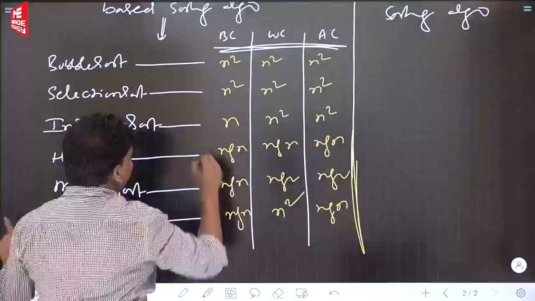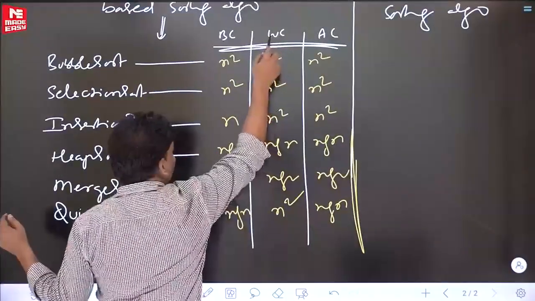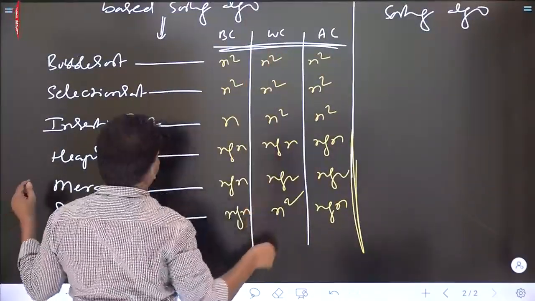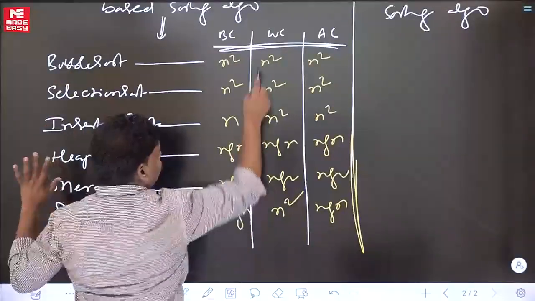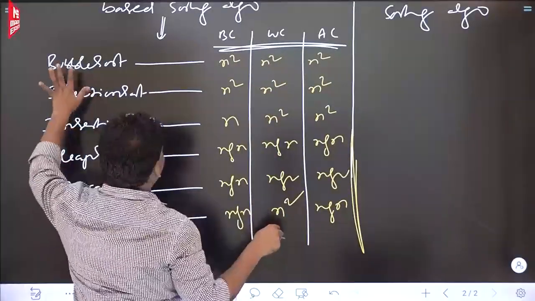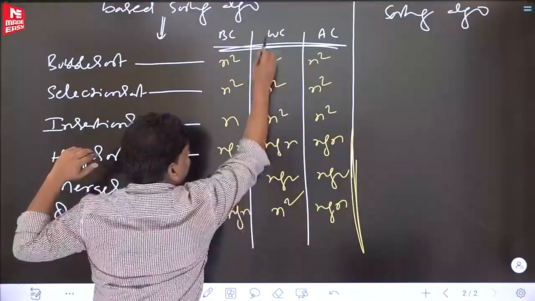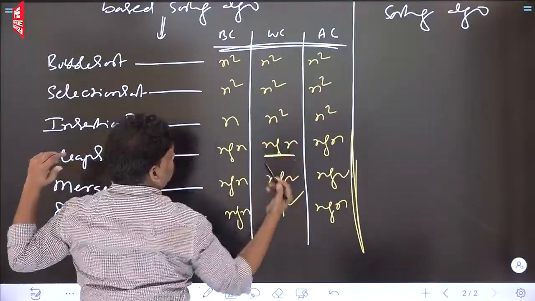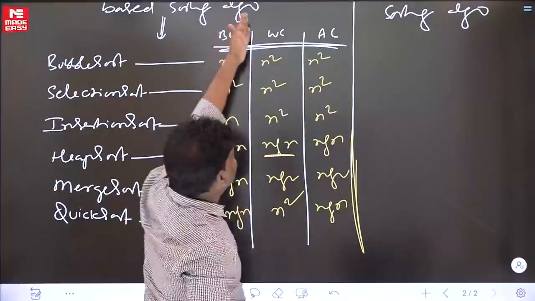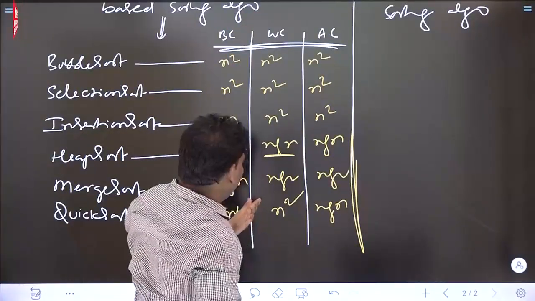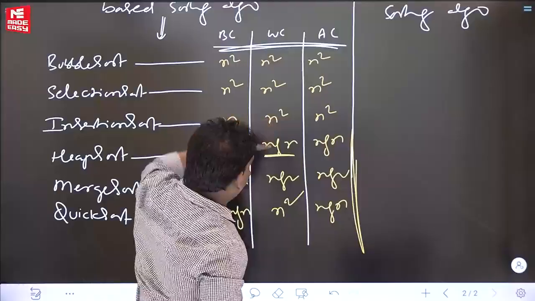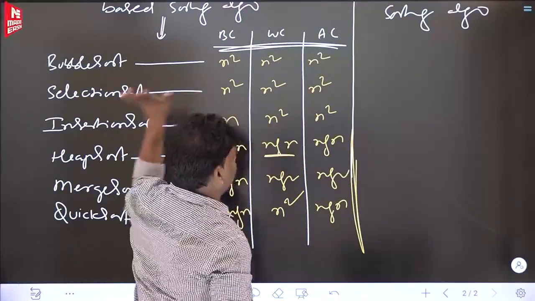In all comparison based sorting algorithms, if you observe, worst case time complexities: no one contains less than n log n. In all comparison based sorting algorithms, worst cases, the minimum one is n log n. Less than n log n, no chance.